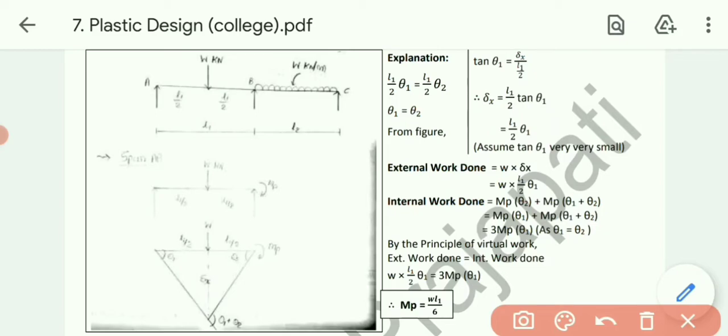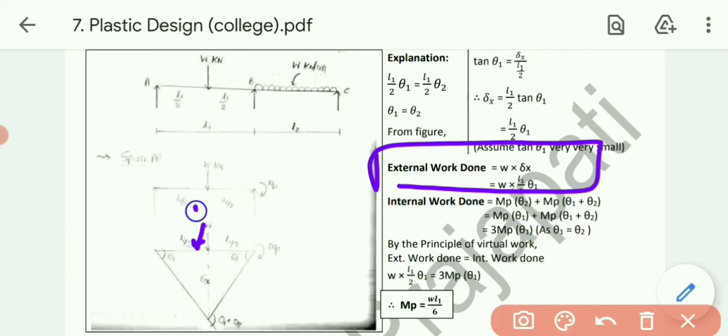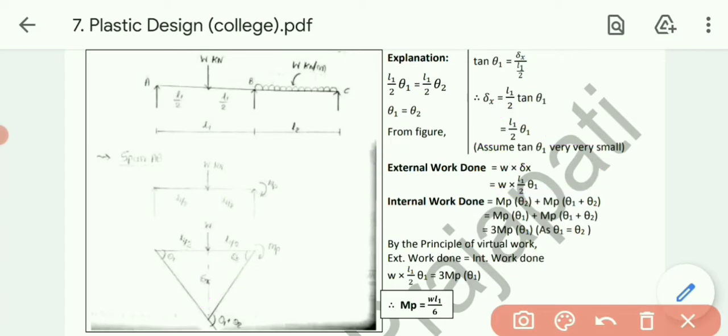Now in the kinematic method we need to calculate work done, both external as well as internal. First of all, external work done. The formula for external work done is always common: load multiplied by its deflection, that is W into delta x. We have already derived the value of delta x, that is L1 by 2 theta 1. So W into L1 by 2 into theta 1. This is the case of external work done.